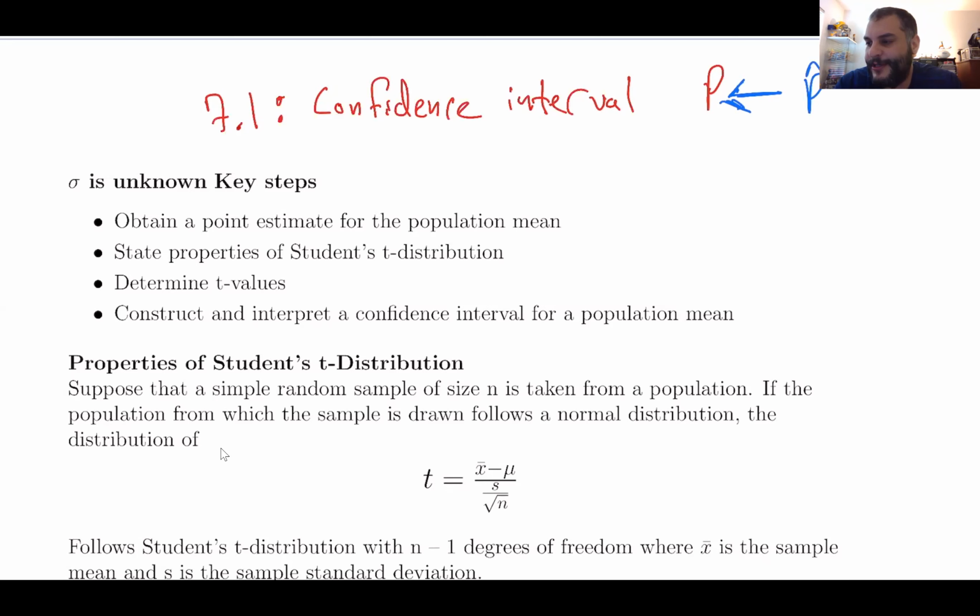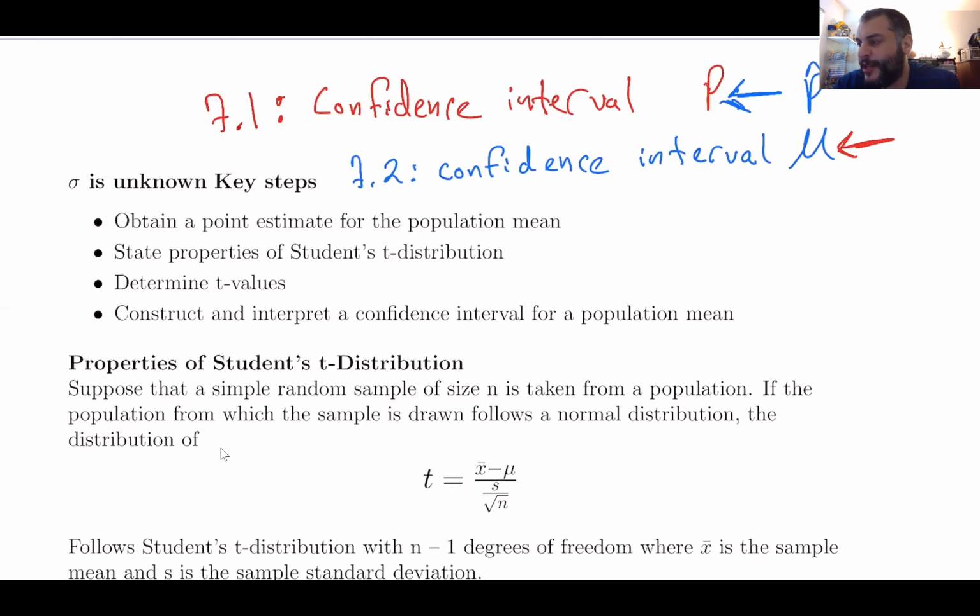So 7.2, oops, should say 2. We're going to be doing confidence intervals, but for the population mean, so for mu. In this scenario, we're not going to know what mu is, but we're going to be using x bar to estimate what mu could be. So that's what we're going to be working on today: finding the confidence interval for mu.